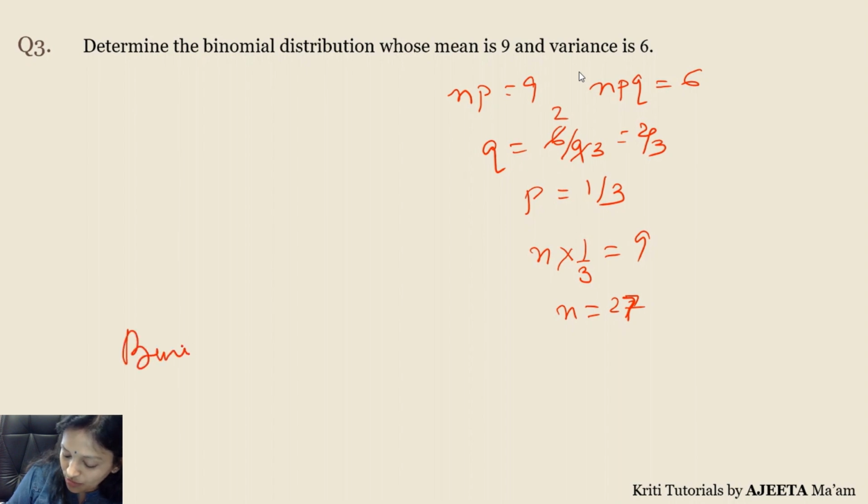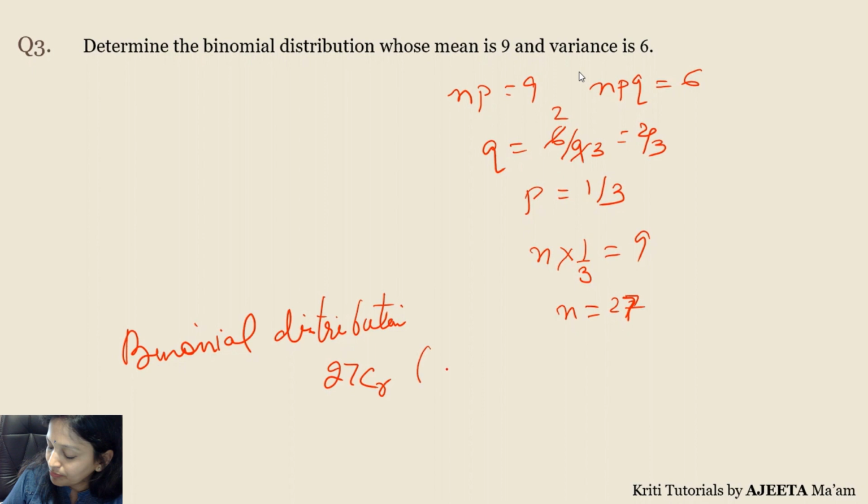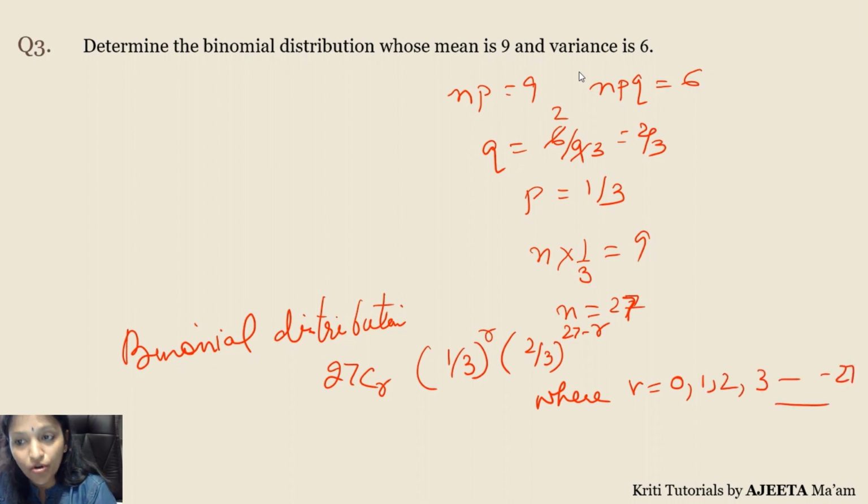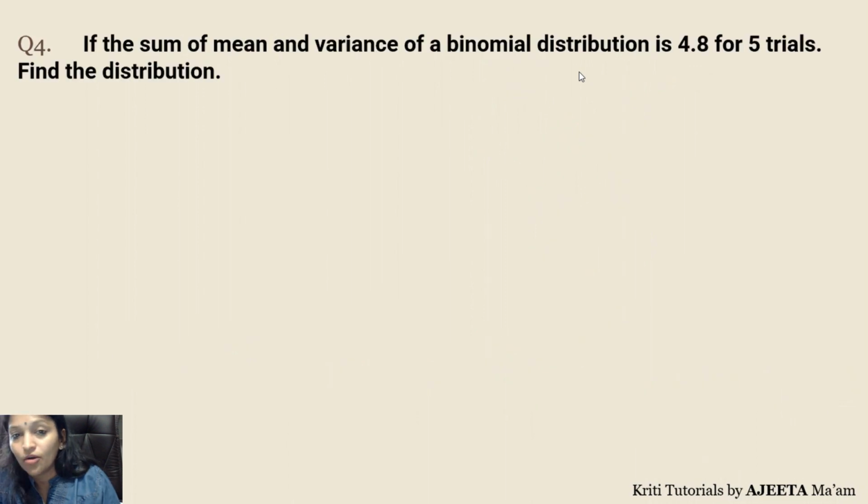So binomial distribution will be, if I write it directly, 27CR 1 by 3 raised to R 2 by 3 raised to 27 minus R, where R will be ranging from 0, 1, 2, 3 till 27. This is how we move on with these questions, and they are perfect for 1 mark choice. That is why they are very important. Correct? Now let's move to the next.